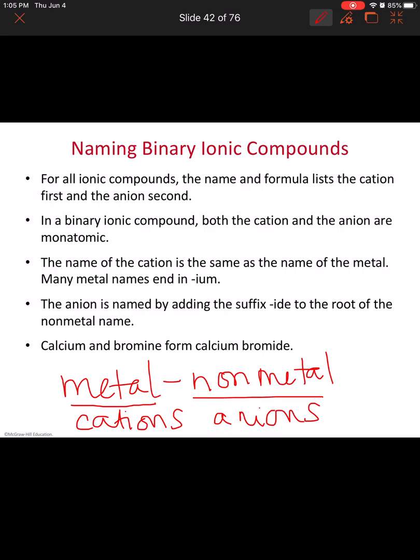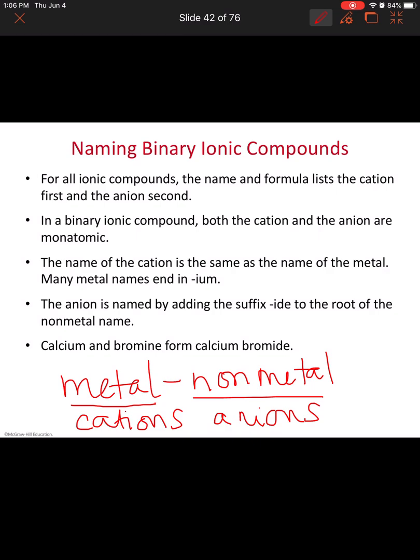In a binary ionic compound, both the cation, which is your metal, and the anion, which is your non-metal, are monoatomic, meaning each has only one type of atom. The name of the cation is the same as the name of the metal. For example, many metal names end in -ium. So if you have sodium, we keep it as sodium; magnesium, calcium, barium, strontium, aluminum, like that. The name of the metal does not change.